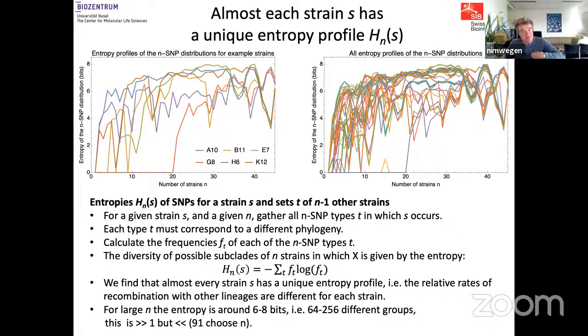Another way that you can look at this is you can look for each strain and you can ask how many different pairs does it occur with, or how many different triplets or quartets and so on. So you can sort of make an entropy profile that says how diverse is each strain, the phylogenies of each strain as you go to larger and larger groups from 2 to 3 to 4 to 5. And what I think is interesting is that if you make these entropy profiles, they basically look different for every strain. It sort of suggests that the recombination rates of every lineage with the other lineages are different for every lineage.